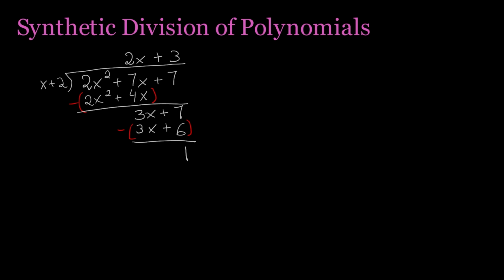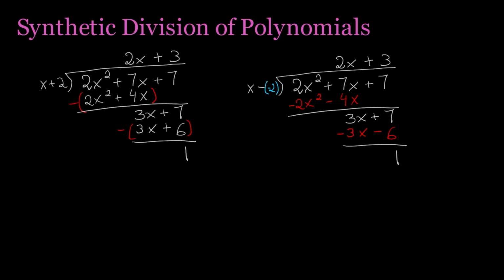We were dividing a trinomial by a binomial, and we want to rewrite that a little bit differently. Instead of saying x plus 2, we will say x minus negative 2 in the divisor. And for all of the red ones, we already distributed the negatives so that we can simply perform addition.